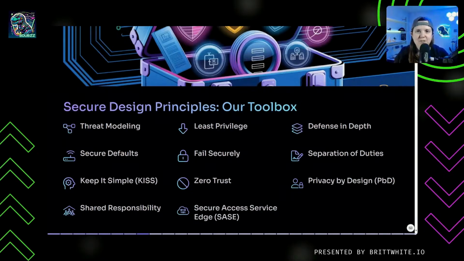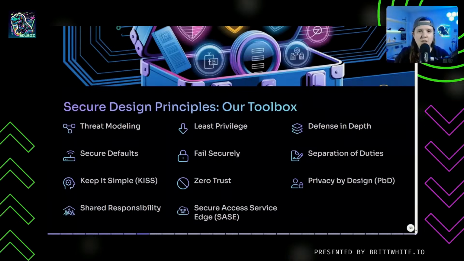Now, one of my personal favorites is KISS. Keep it simple, stupid. Complexity is the enemy of security. The simpler a system is, the easier it is to understand, manage, and most importantly, secure. We want to avoid any unnecessary complexity whenever it's possible. More complexity just means more possible vulnerabilities.